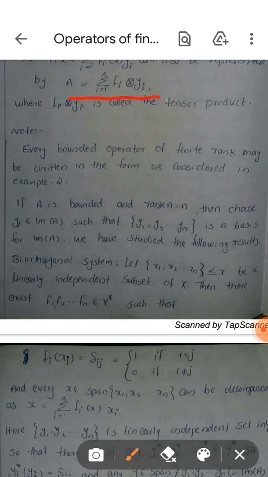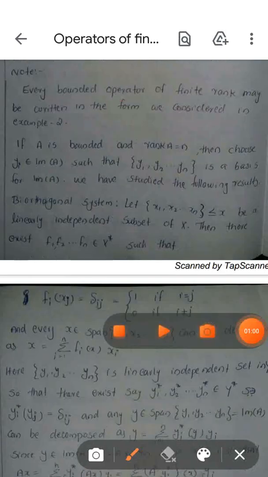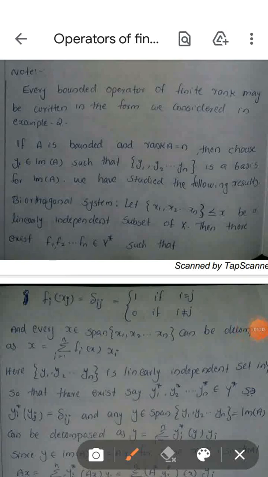That is, every bounded operator of a finite rank may be written in the form A equal to summation i equal to 1 to n fi tensor product with yi. And we want to prove that every bounded operator of finite rank can be written in the form summation i equal to 1 to n fi tensor product with yi. For this, suppose A is bounded and rank of A equal to n, which means dimension of A of X equal to n.